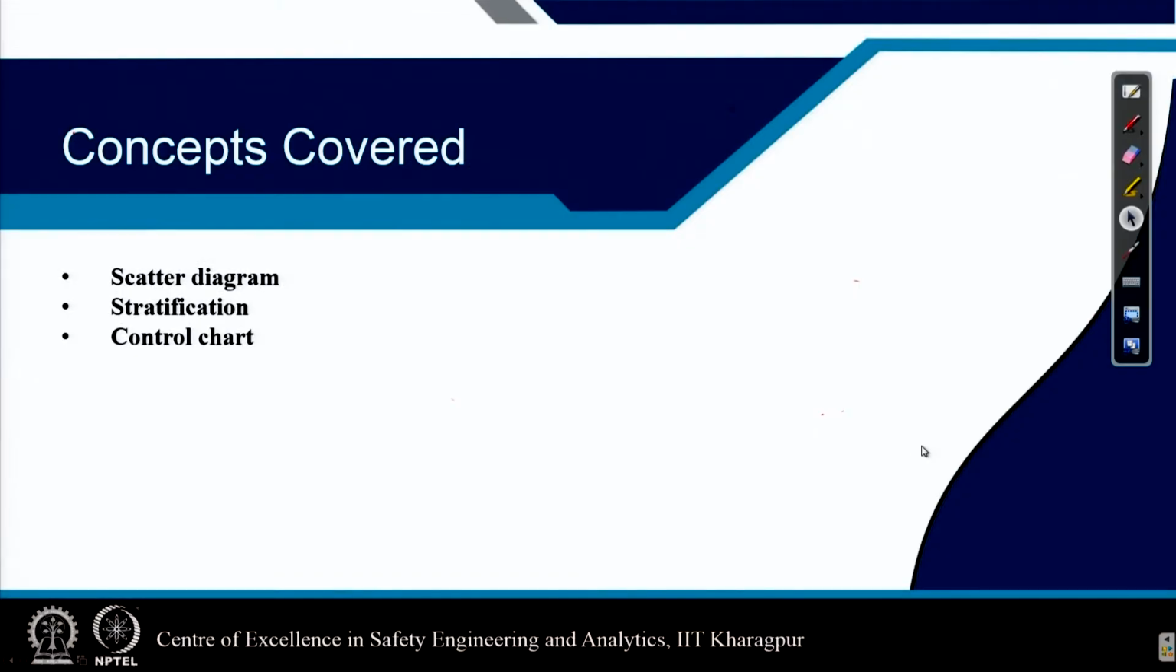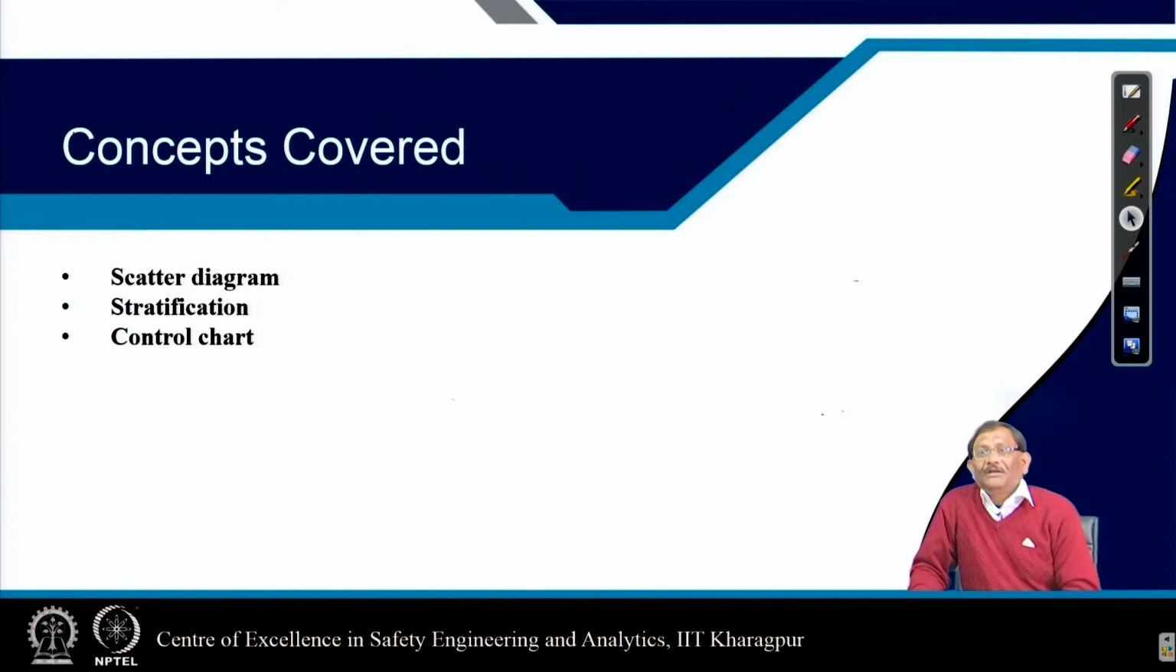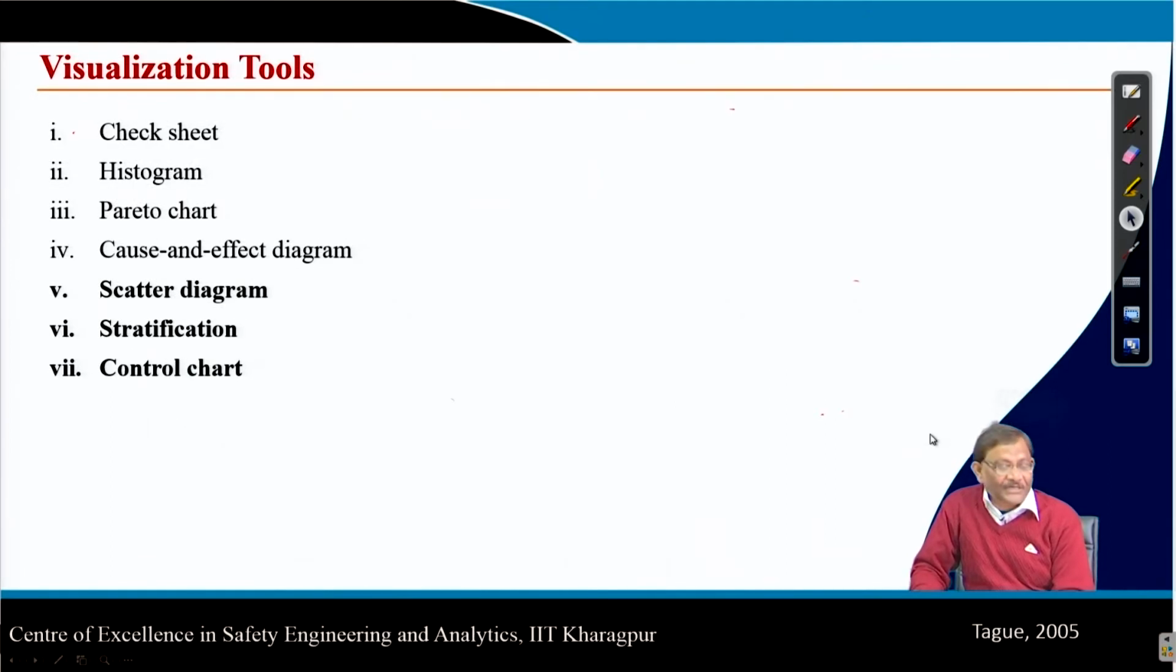So, what we will be discussing today: scatter diagram, stratification and control chart. Again, I will keep the discussion simple. Like in the previous lecture, I talked about check sheet, histogram, Pareto chart, cause and effect diagram, and today, as I told you, these three things will be discussed.